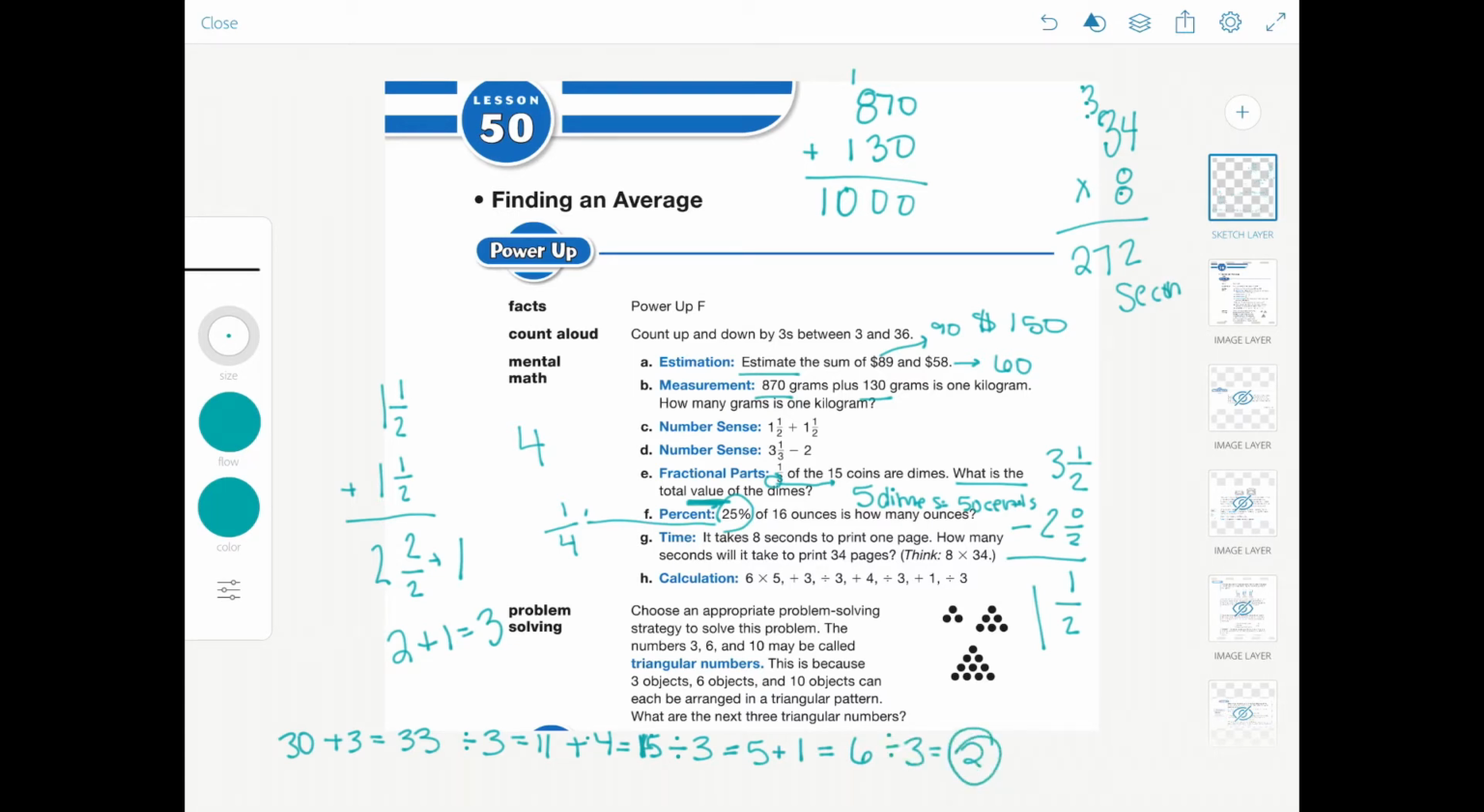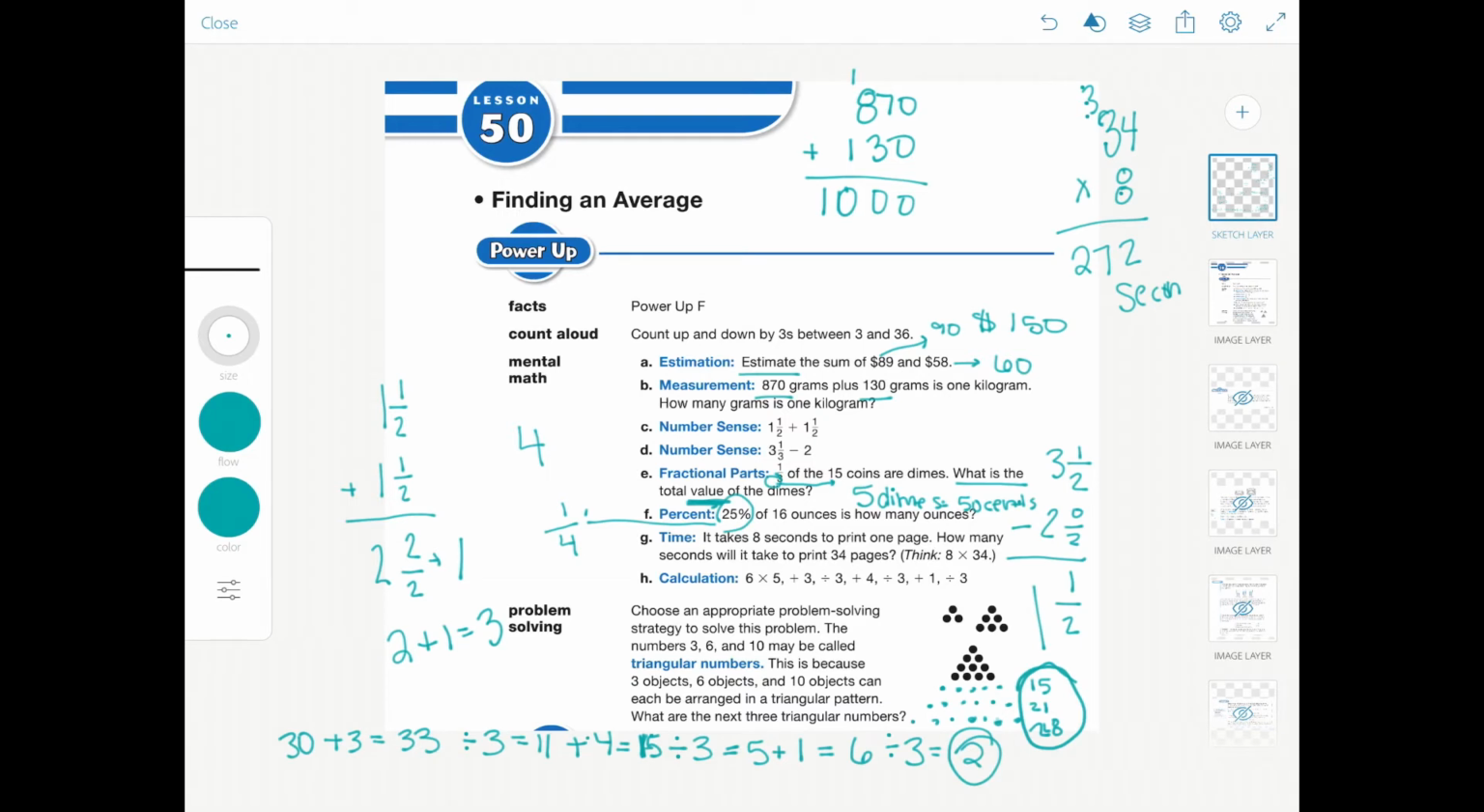All right, choose an appropriate problem-solving strategy to solve this problem. The numbers 3, 6, and 10 are triangular numbers. That is because that many objects can be arranged in a triangle, with the same number on each side. So what are the next 3 triangular numbers? We have to keep going. We know that's 15. And then we need to do another one to get 7 on each side, which would be 21. Then another one to get 8 on each side would be 28. There you go. All right, let's go to the next page.